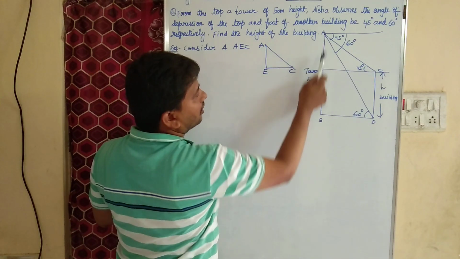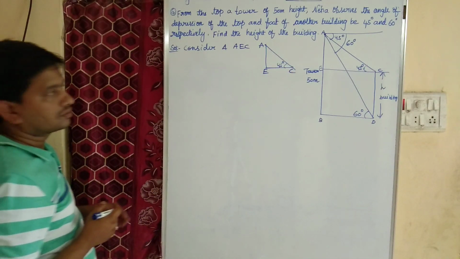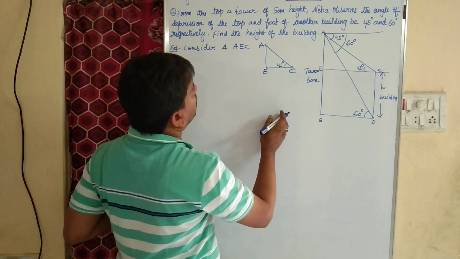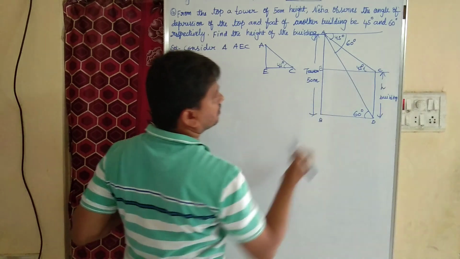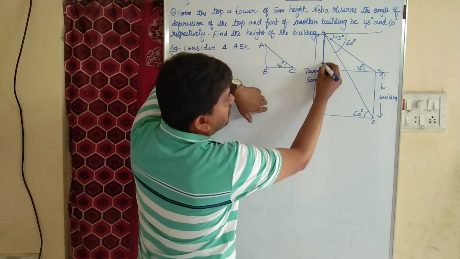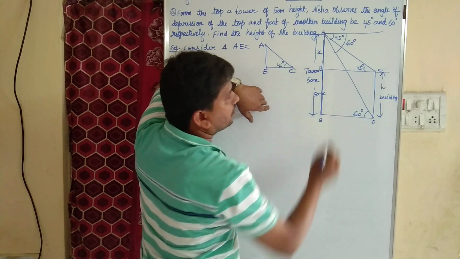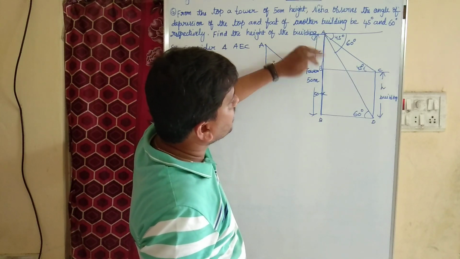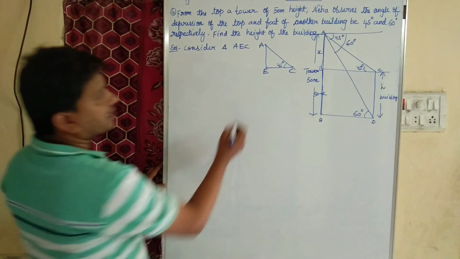In this triangle AEC, children, angle C is how much? 45 degrees, right? As it is given, the total height of the tower is 50 meters. Let the height of this part AE be x meters, then what about this part? It is 50 minus x. Right, children? If AE is x meters, then BE is 50 minus x. Okay?